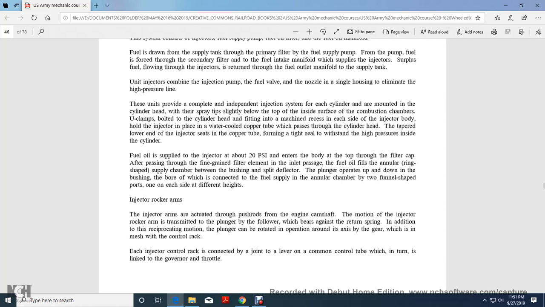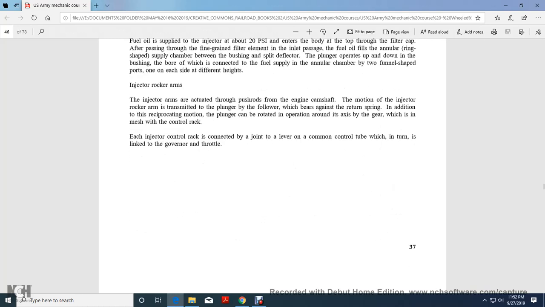With a high pressure inside the cylinder, the fuel oil pump supplies fuel oil to the injector at about 20 psi into the body, through the filter cap, after passing through the fine grade filter element. The inlet passage of the fuel oil fills the annular ring shaped supply chamber between the bushing and the split deflector. The plunger operates up and down, pushing within the bore which is connected with the fuel supply and the annular chamber, with two funnel shaped fuel ports, one on each side at different heights.